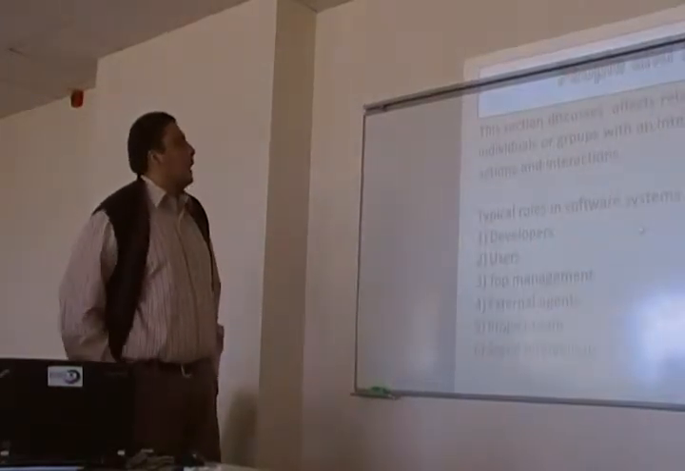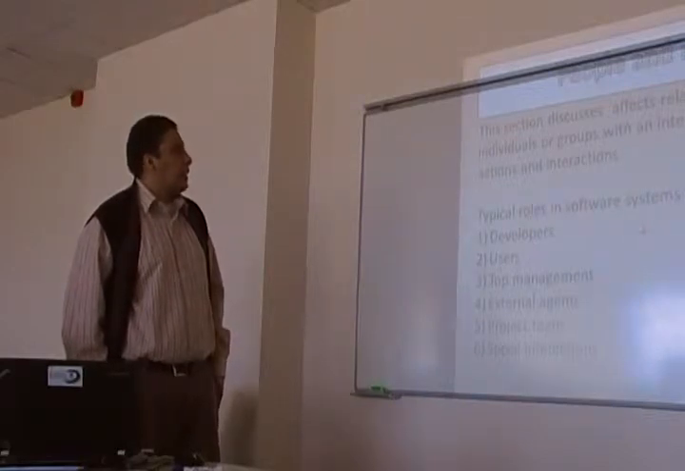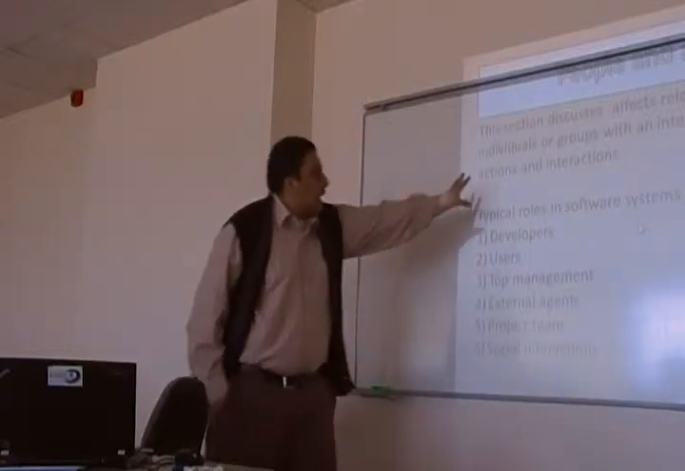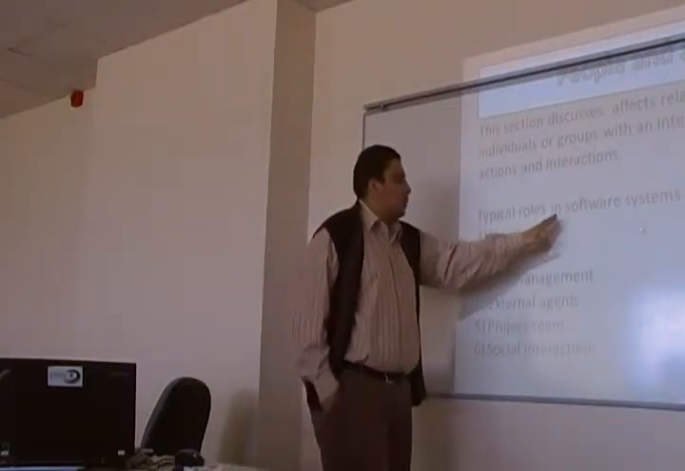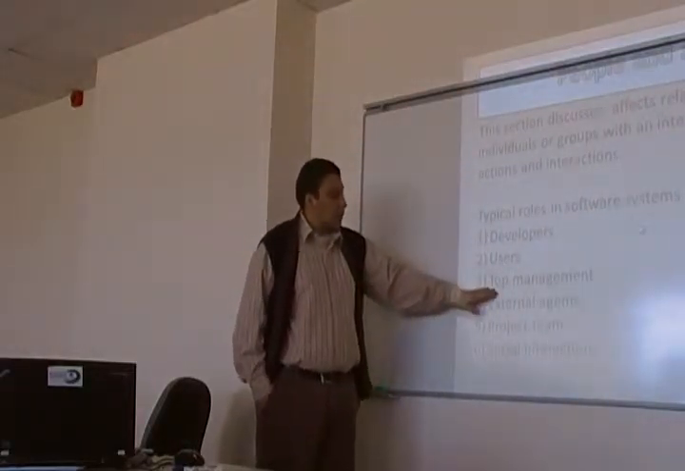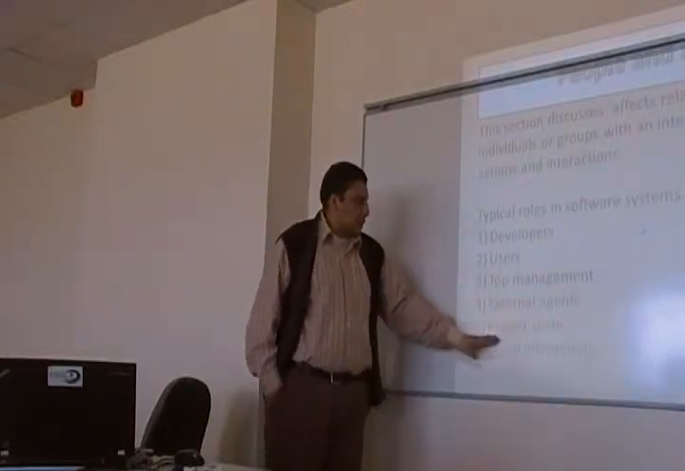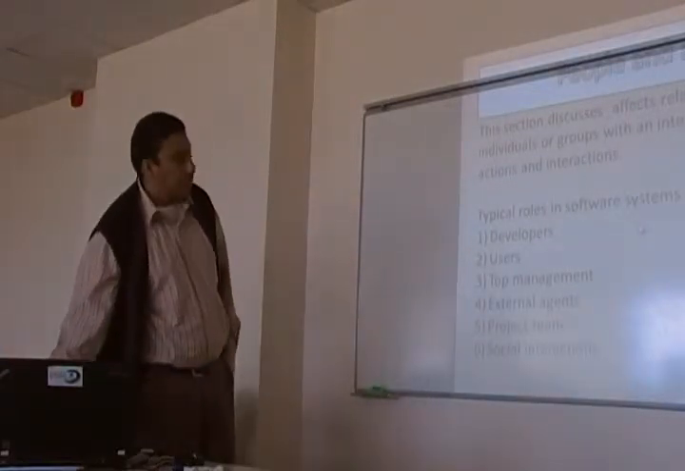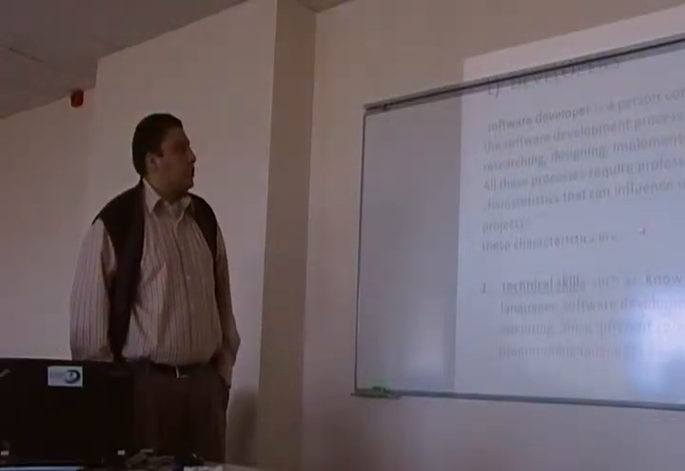Firstly, people and action. This section discusses effects related to various individuals or groups who interact in a system by their action or interaction. Typical roles in software system development are developer, user, top management, external agent or consultant, project team, social interaction. Firstly, developer. A developer is a person concerned with a facet of the software development process.